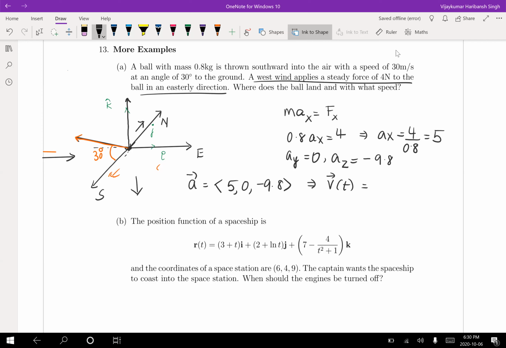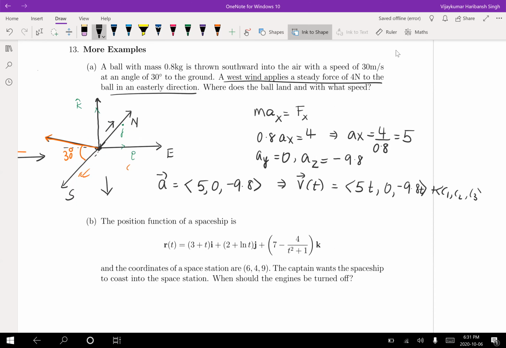This gives us velocity is (5t, 0, -9.8t) plus c1, c2, c3. These are constants of integration. All right. So now what is V of 0, though? V of 0.